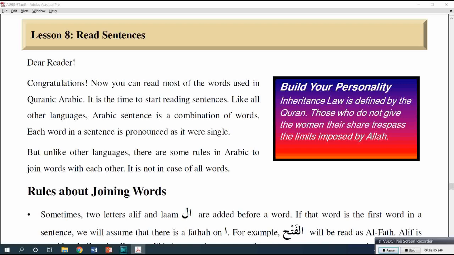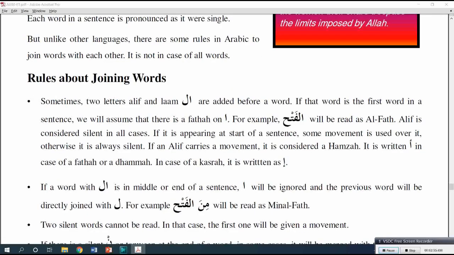Like all other languages, Arabic sentences are a combination of words. Each word is pronounced as if it were single. But unlike other languages, there are some rules in Arabic to join words with each other. It is not the case for all words, but you will have to notice that in Arabic, many words are combined with other words. In English you will not find it, but in Arabic it is the case, so you'll have to understand it. For example, I give this rule, some joining words.